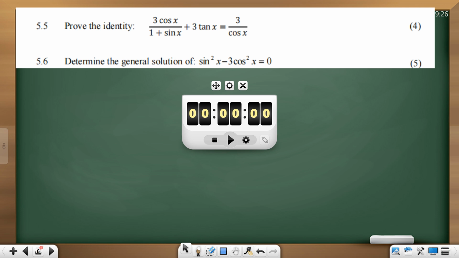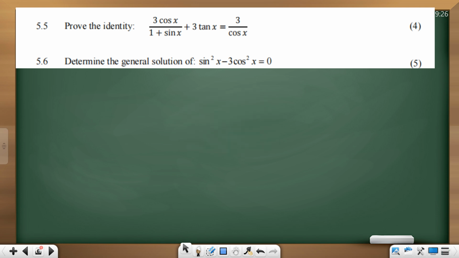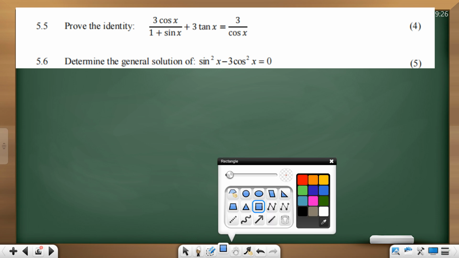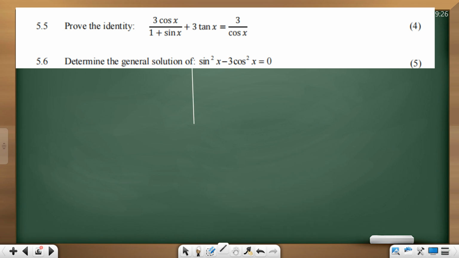Okay, let's race on these two questions quickly. Prove the identity. Always start from the complex side, and I see that the complex side is the left hand side. So left hand side. I have 3 cos x over 1 plus sine x. Now I'm going to change, the only thing I can do right now is to change that tan, and it will be 3 sine x over.